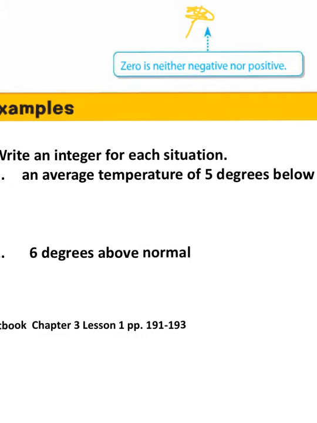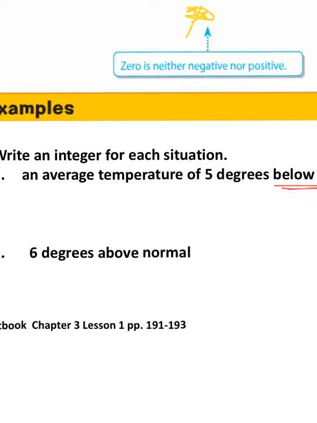Let's go ahead and continue by looking at a couple of examples. In our directions, it says write an integer for each situation. For number 1, an average temperature of 5 degrees below normal. When you're thinking of below normal, you're thinking of a value that is decreasing. It's getting less in value.